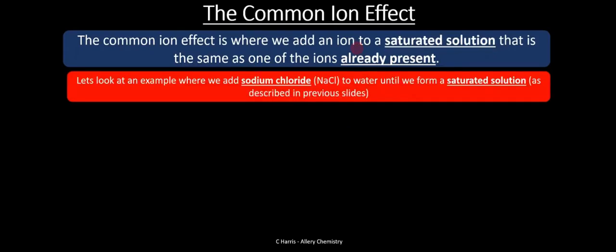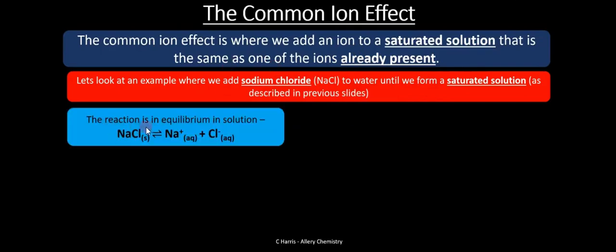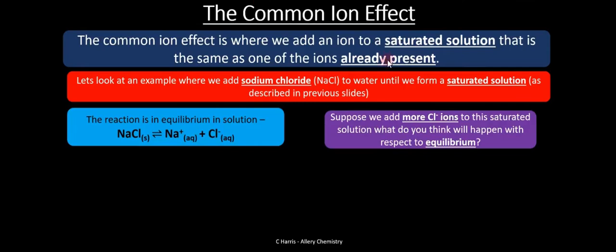So what happens? What is it exactly? Let's look at an example where we add sodium chloride to water and you form a saturated solution. So when we do that, the reaction is in equilibrium. The reaction is going to look like this, so you're going to have your sodium chloride here forming these hydrated ions, right? Na+ (aq), Cl- (aq). So when we have a saturated solution and we add more of chloride ions, for example, to this system here, you're going to come in and add more of the chloride.